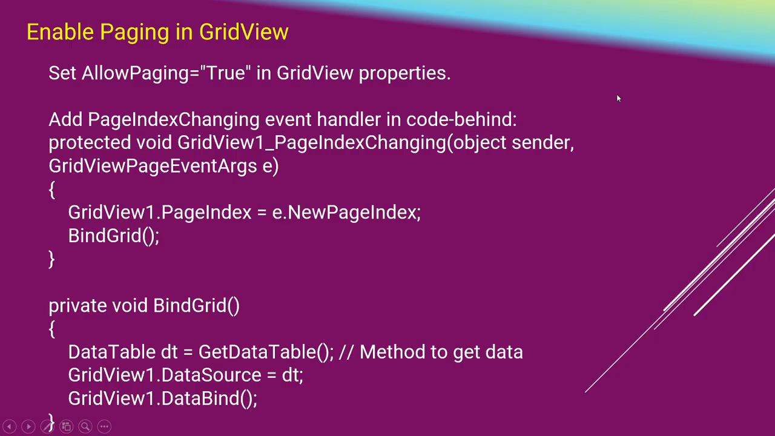To handle large datasets gracefully, enable paging in your GridView by setting AllowPaging to True. Then implement the PageIndexChanging event to update the page index and rebind data. This lets users navigate between pages smoothly.